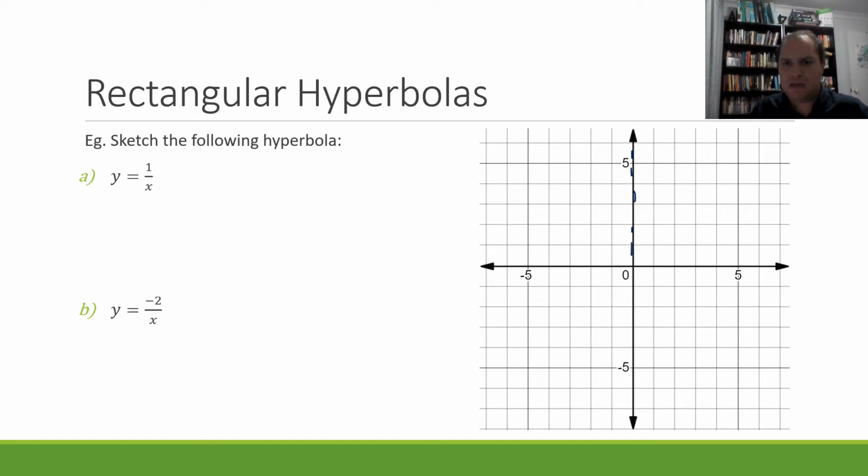So we'll draw those in, x equals 0 and y equals 0. And the branches of our hyperbola have to fit in between those asymptotes. Now, first of all, let's let x equal 1. So that means y equals 1 over 1, which equals 1. So my first point on my hyperbola is (1, 1), which is right here.